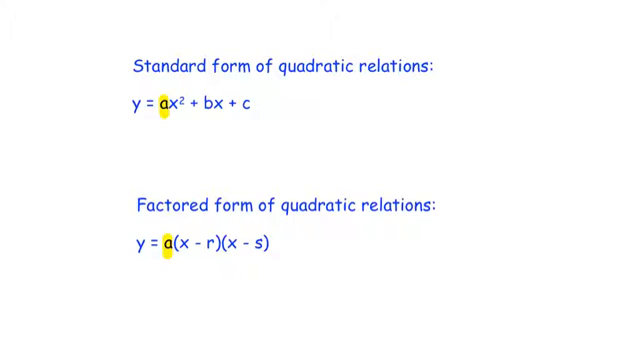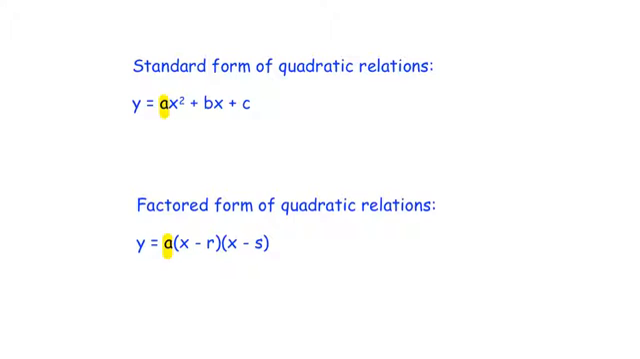So just a quick reminder that c is the y-intercept and a is this strange number. It's kind of like a slope, but not really, in that it tells you whether the quadratic opens up or down, and it also tells you about the shape.